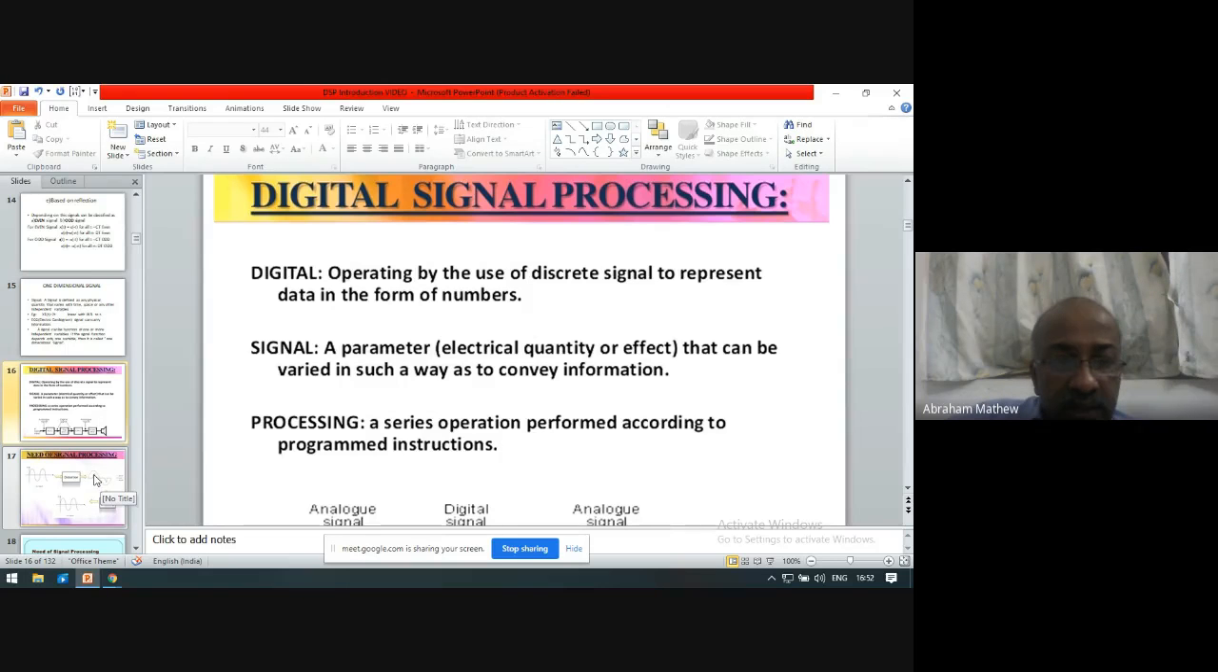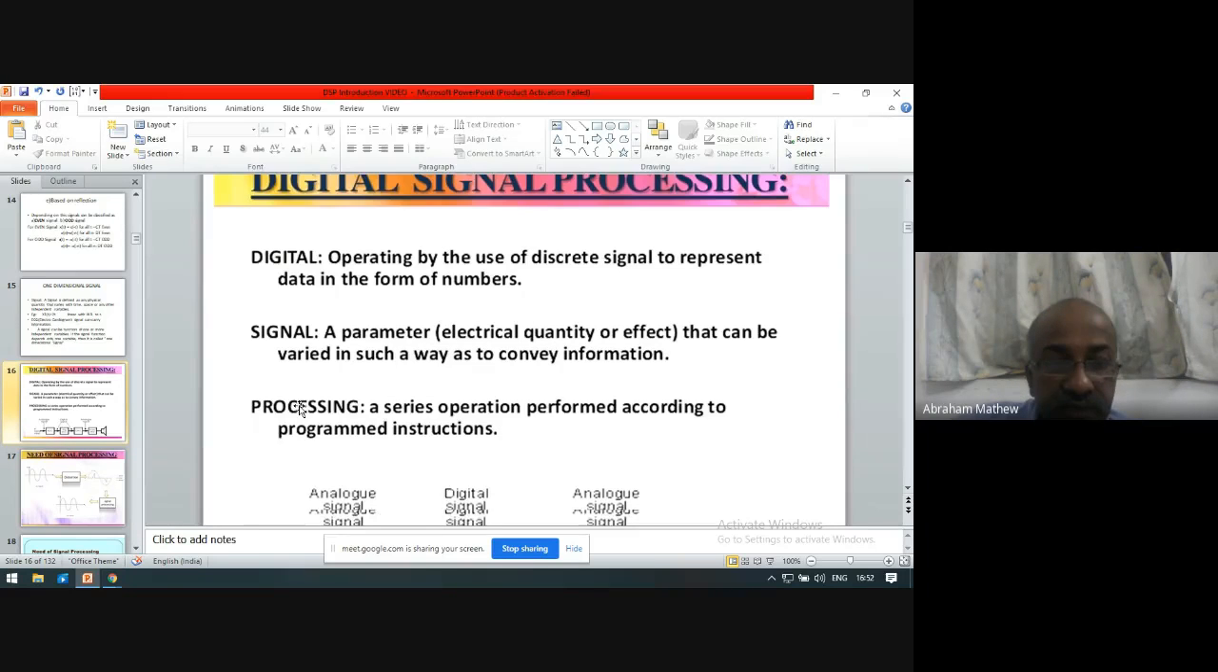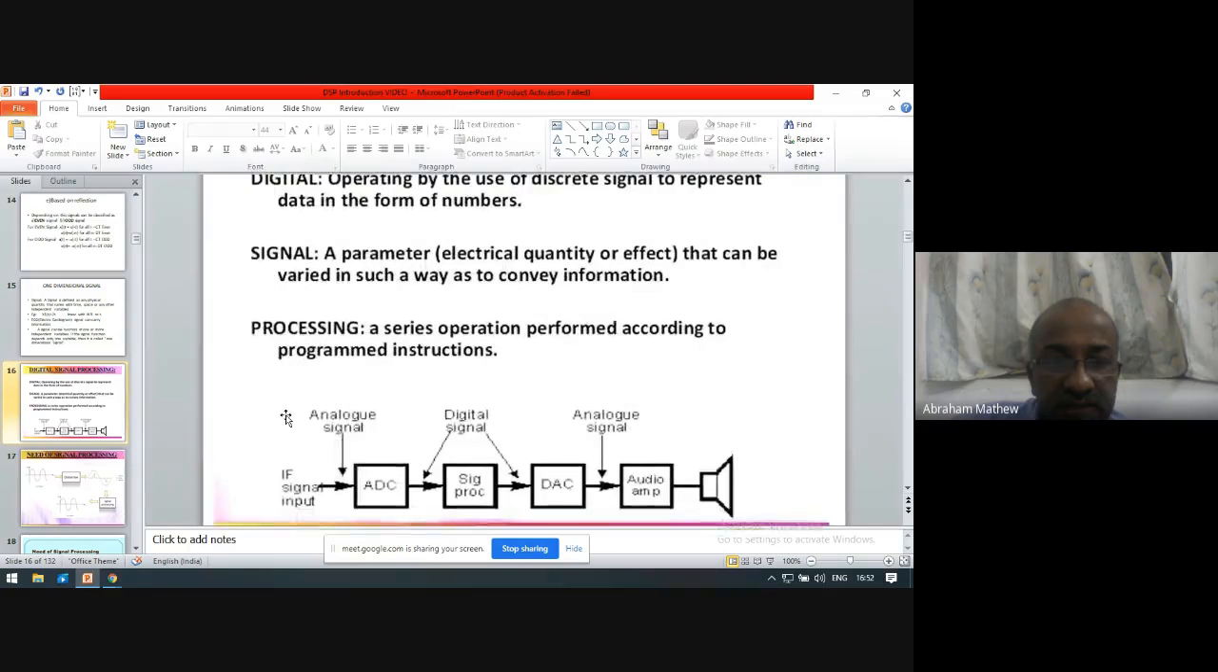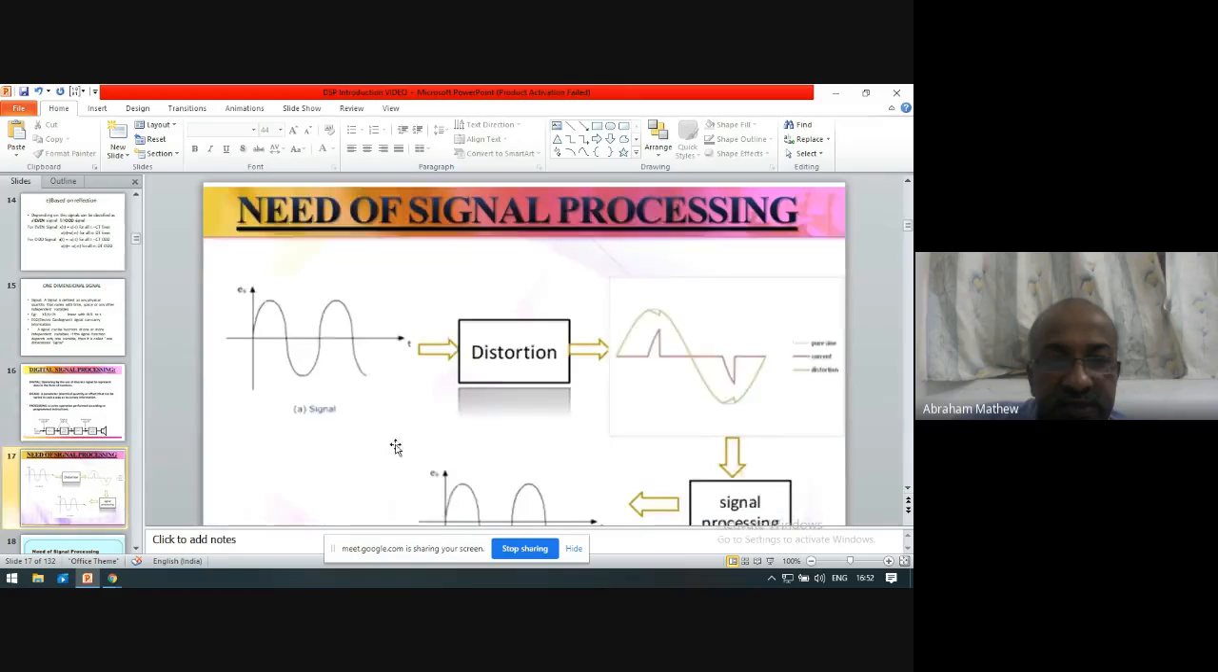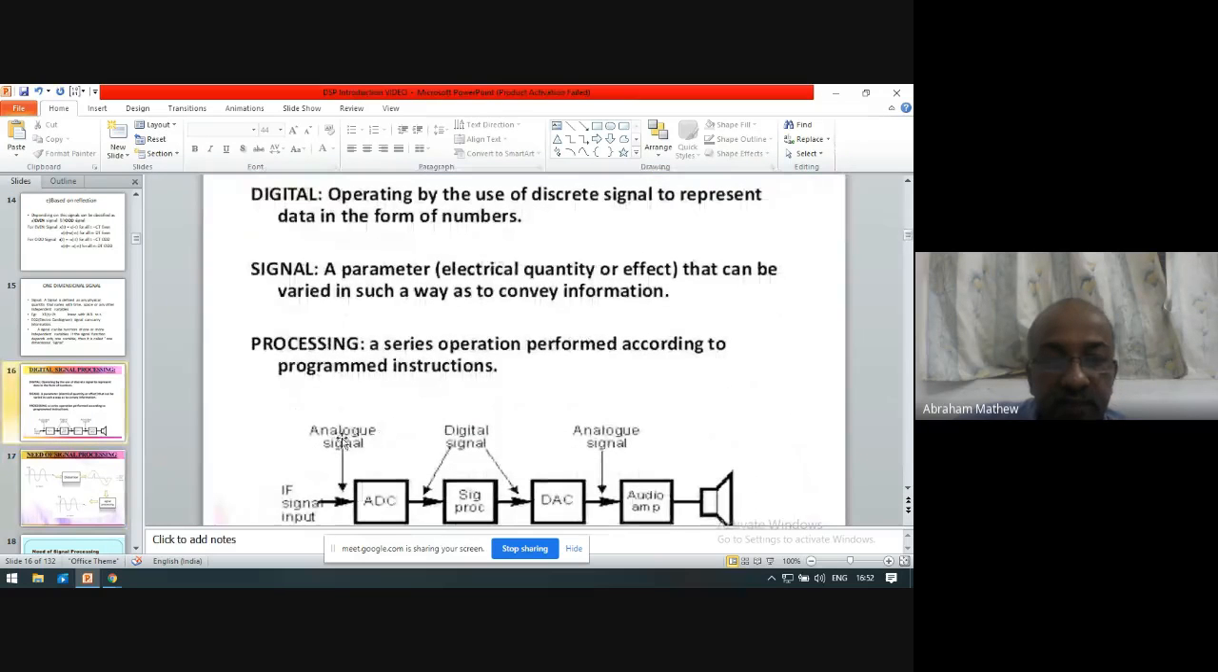But in and around us, if you analyze, most of the signals are analog in nature. So the first step is we have to use an analog to digital converter, ADC. What's the purpose? The purpose is to convert the analog signal into digital signal, zeros and ones. This process is done using an ADC.